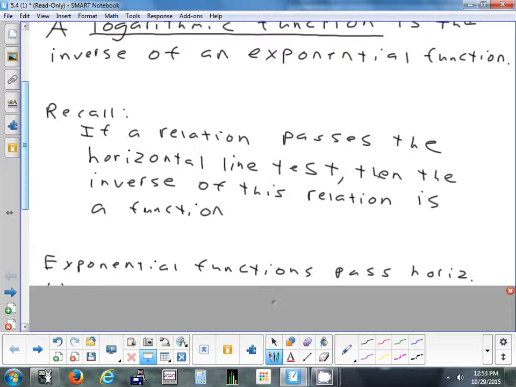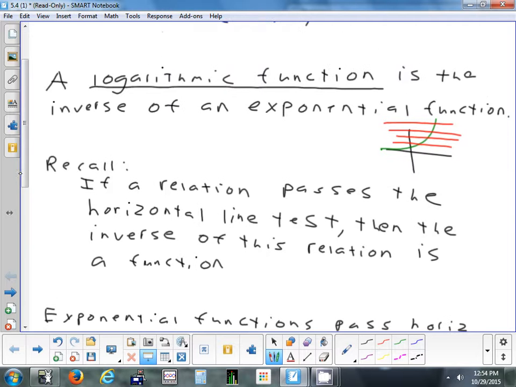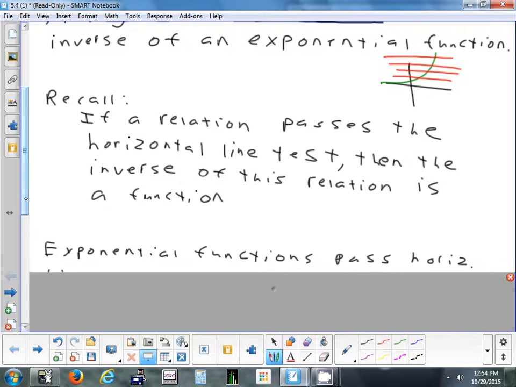So exponential functions pass the horizontal line test. They look something like this. They curve up very quickly, and no matter where I draw a horizontal line, could it ever hit it more than once? No, not on an exponential. So if exponential functions pass the horizontal line test, and logarithmic functions are the inverse of an exponential, what does that mean?